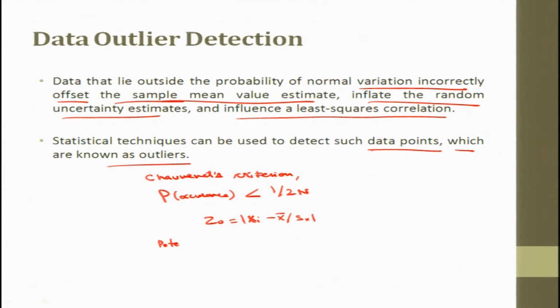that is calculated as 1 minus twice of the probability for the z naught, if it is less than 1 by 2n.